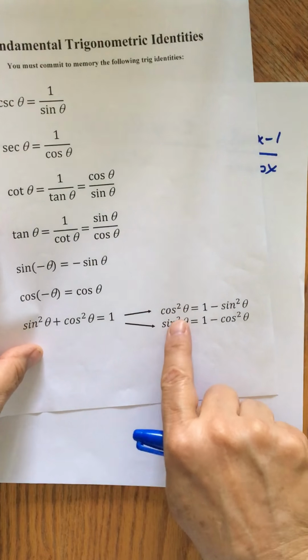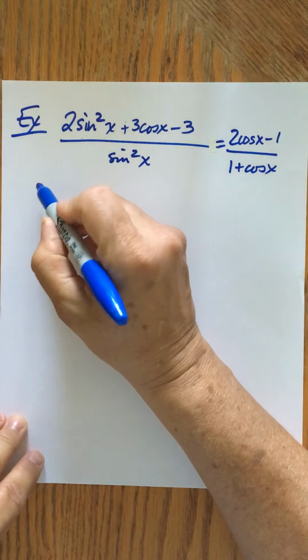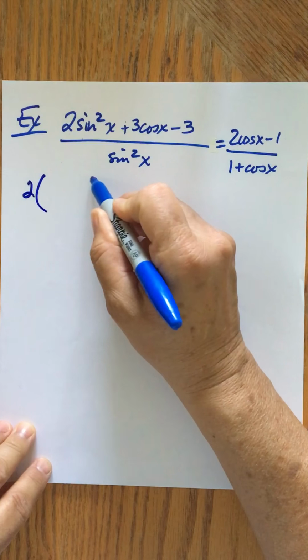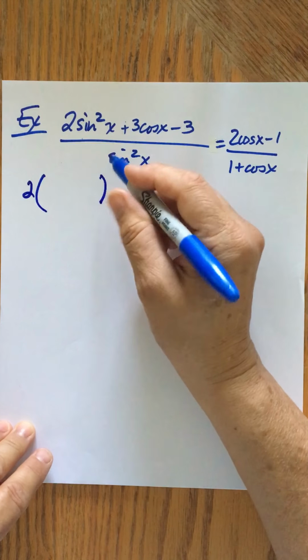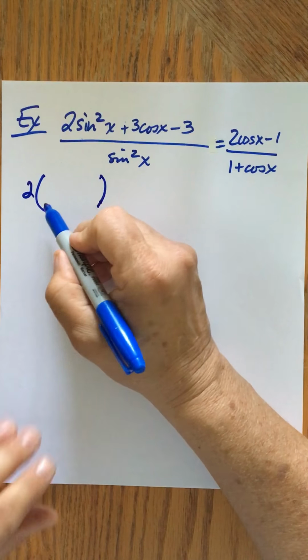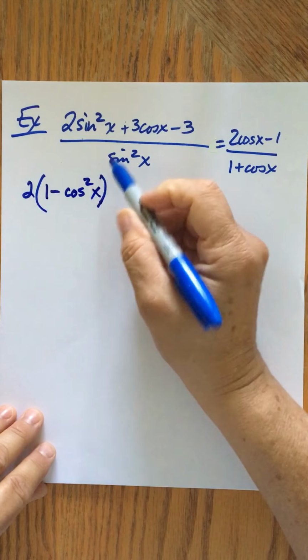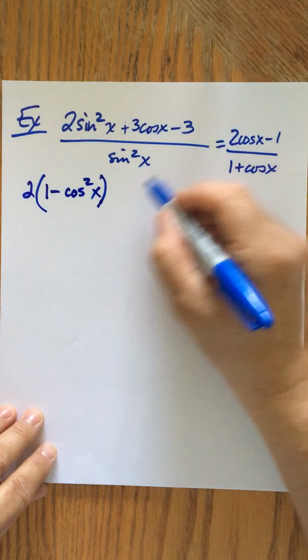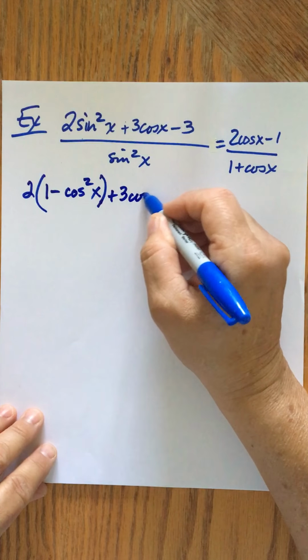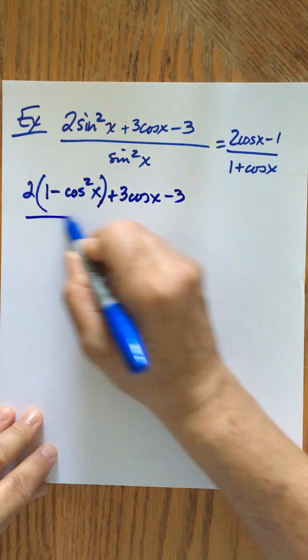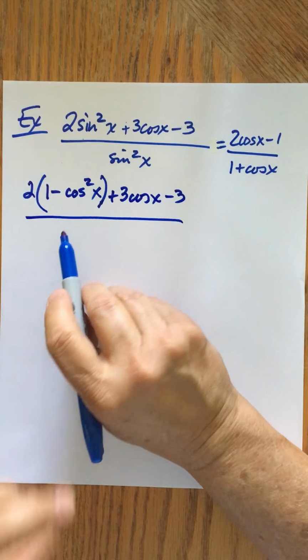This one here, I have to have you work with the squares. I'm going to have to change sine squared into 1 minus cosine squared. So I'm going to put 2, and notice I absolutely use parentheses so I don't forget all the distribution. This is 1 minus cosine squared x. So that's this right here. Now let me just continue writing. Plus 3 cosine x minus 3 all over sine squared.